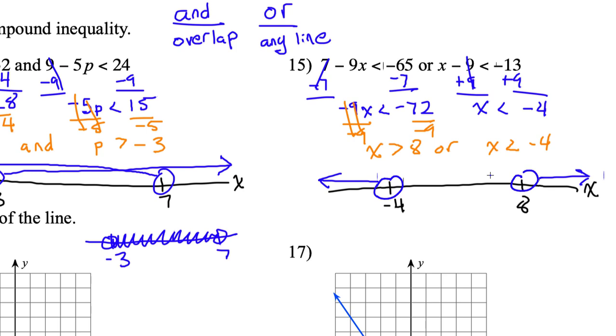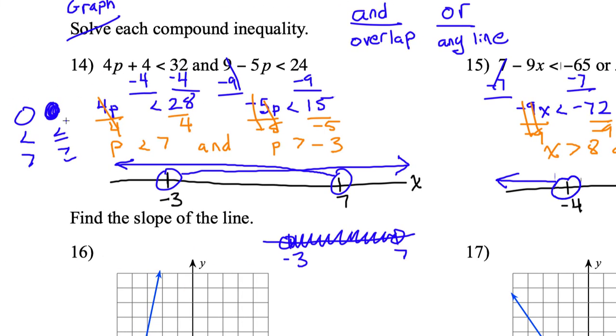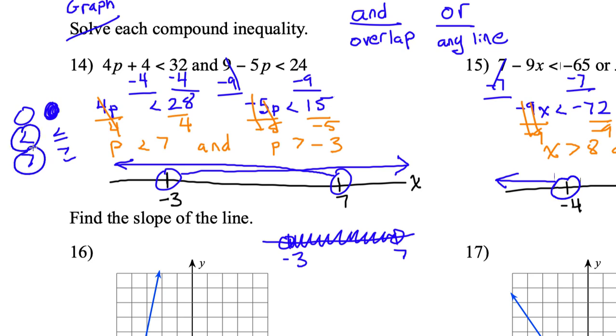I'm looking for that answer in my multiple choice answers. If it's negative, it'll be closed. If there's no equal to sign under the inequality, then it's going to be open. And if there is an equal to sign with the inequality, it's going to be closed.